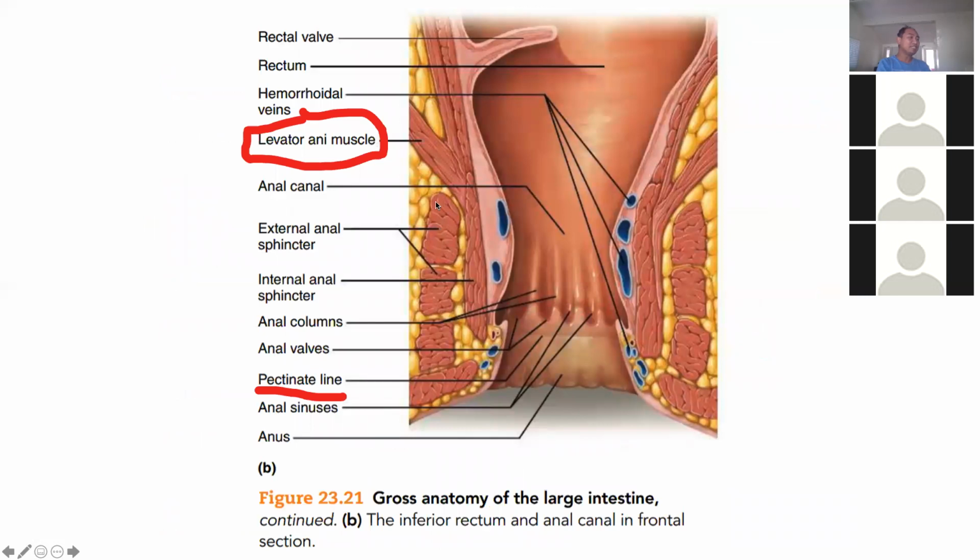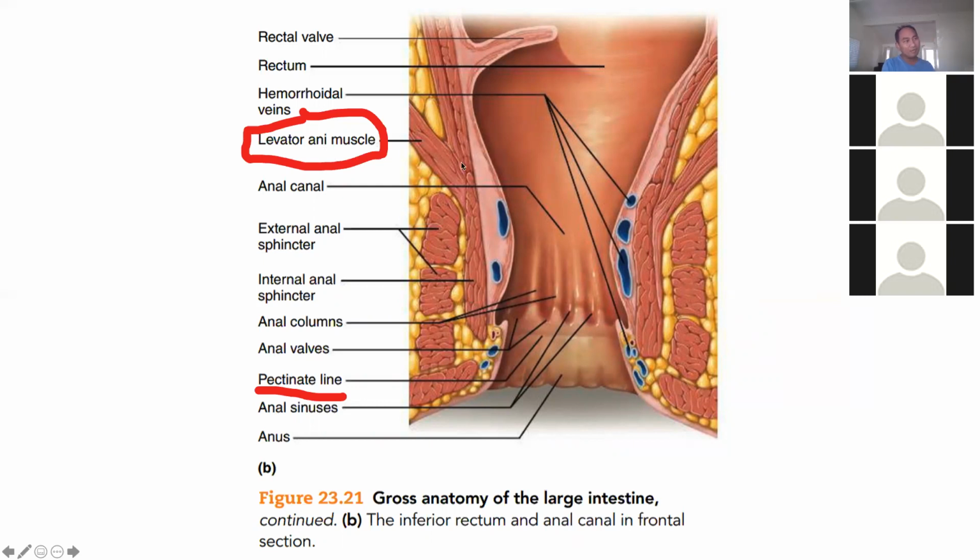So this is the rectum and anal canal. Look at this anatomy. The upper portion is the rectum. And where is the levator ani muscle here? I want you to meet the levator ani. Levator means elevated, ani means anus. Look at the levator ani.